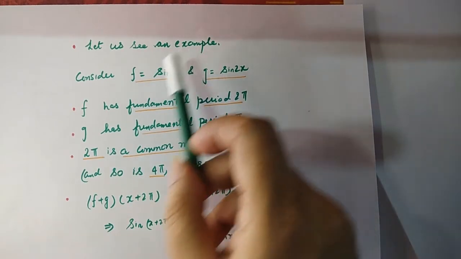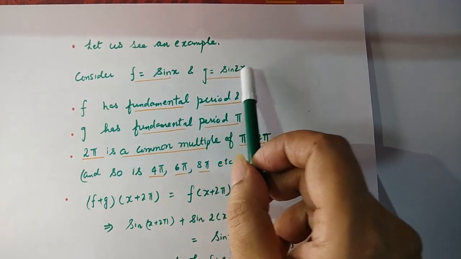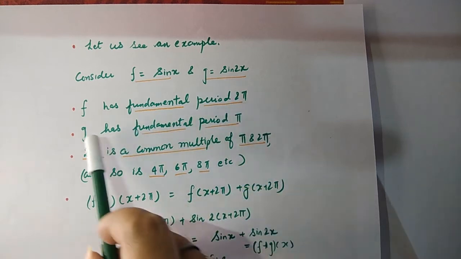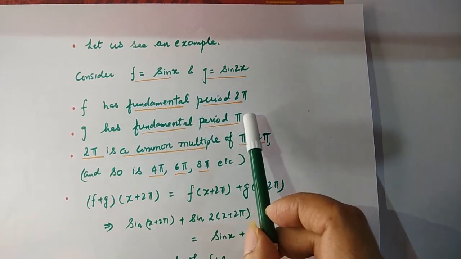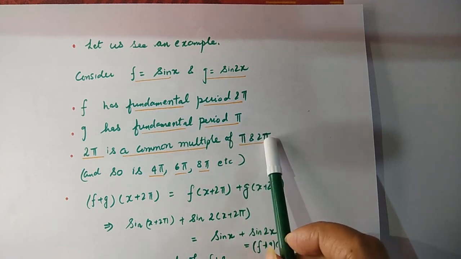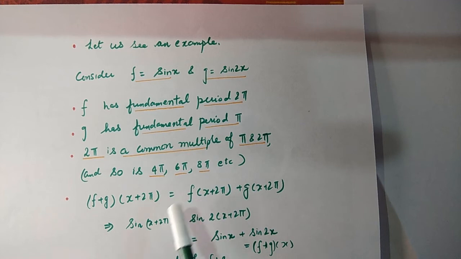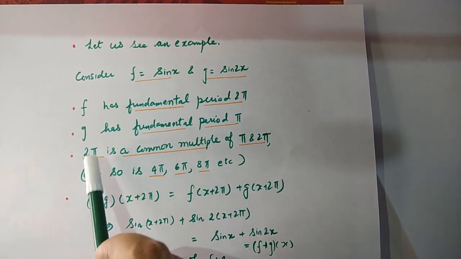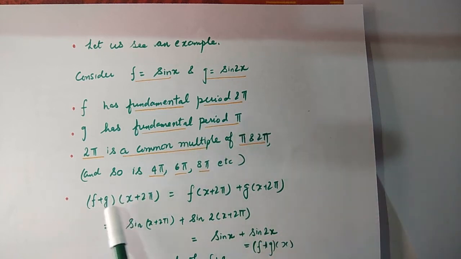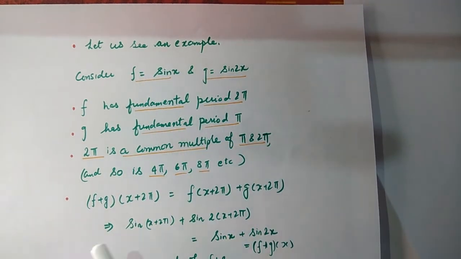Let us see an example. Consider f equal to sin x and g equal to sin 2x. Clearly, f has a fundamental period of 2 pi and g has a fundamental period of pi. And 2 pi is a common multiple of pi and 2 pi, and so is 4 pi, 6 pi, 8 pi, and so on. I want to show that 2 pi and also 4 pi, 6 pi, etc. are periods of the function f plus g.